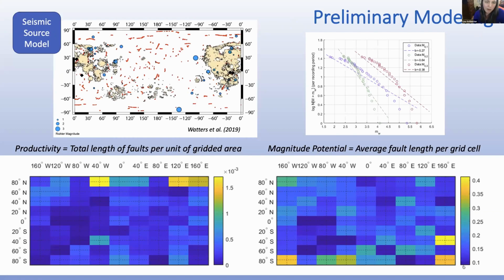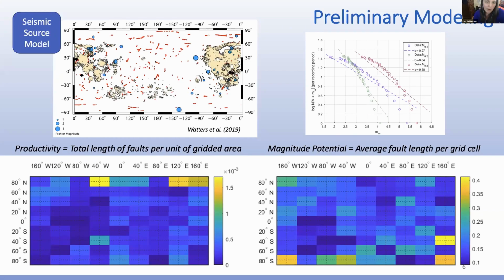Here we just use average fault length as a proxy, or the idea that the average length of your fault could correlate to your magnitude potential. So how big of events could you have? These would be potential inputs to our seismic source model.